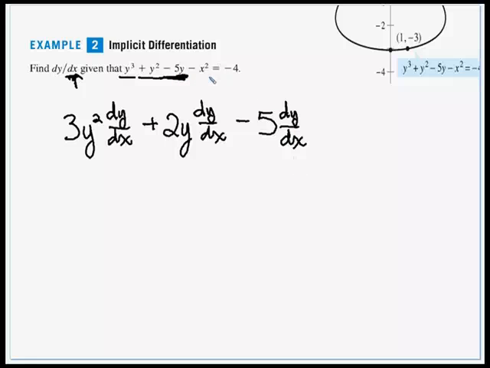And now finally we get a term where the variables do agree. Here now it's minus x squared, minus, and because we're deriving with respect to x, and this term only involves x, we just derive it, 2x. And then equal to, the derivative of any constant is 0.